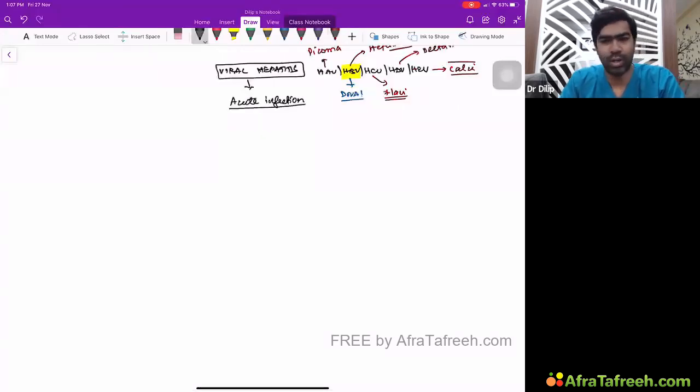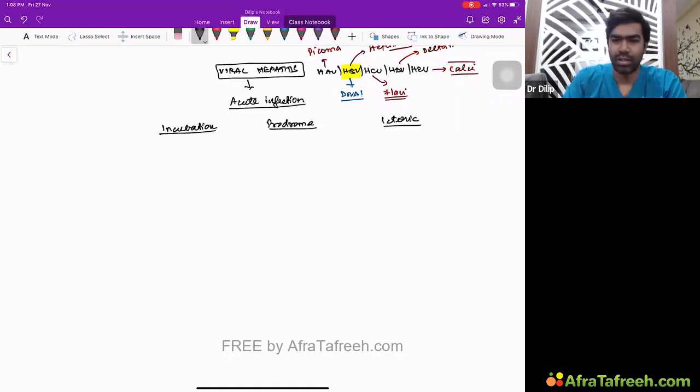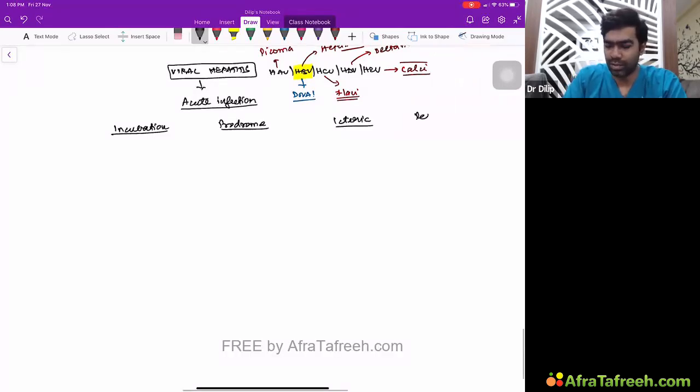Apart from that, we need not know much, so it will not be asked much. Now, how will the acute infection behave? Remember, in acute infection you have certain characteristic phases. One is the incubation phase, which depends on the type of virus; it's variable for different types of viruses. Then we have the prodromal phase, where patients may get some symptoms. Then they get the characteristic icteric phase. Then they have the resolution phase.